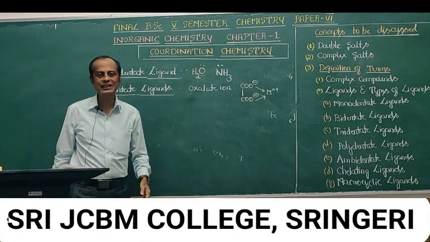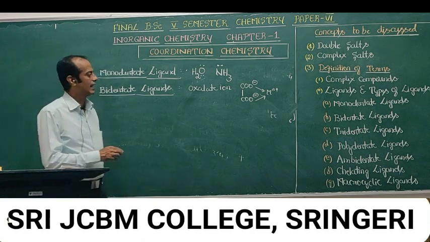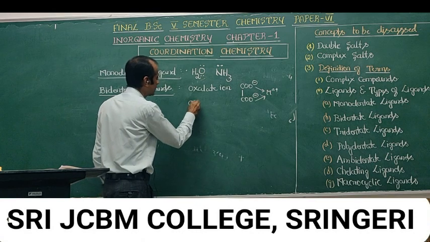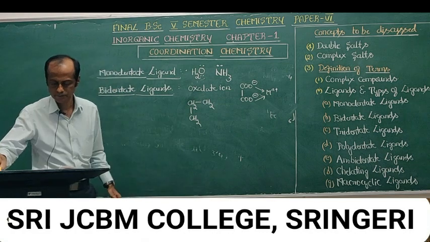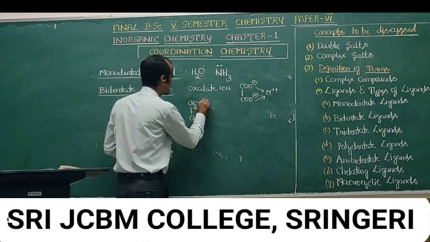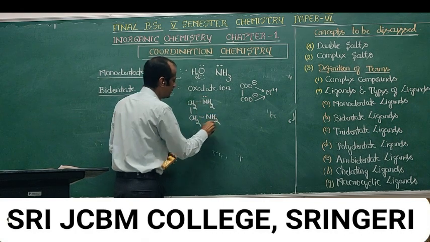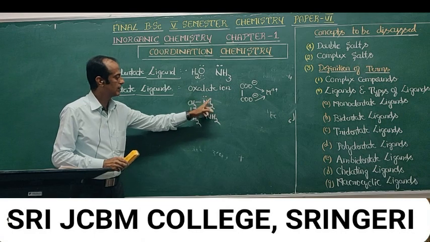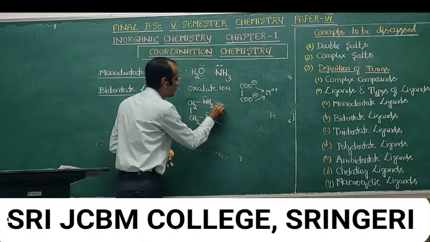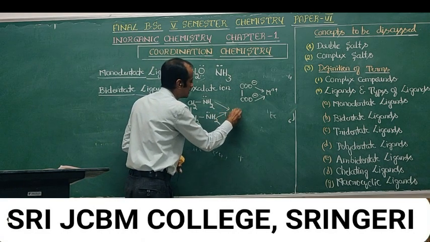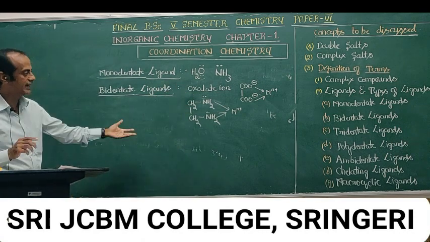One more example is ethylene diamine. If you consider ethylene diamine, it is like this: CH2, NH2. This is ethylene diamine. The nitrogen atom of each NH2 group donates one pair of electrons. Two coordinate bonds are formed between the ligand and the central metal atom. So that's why these two are examples of bidentate ligands.